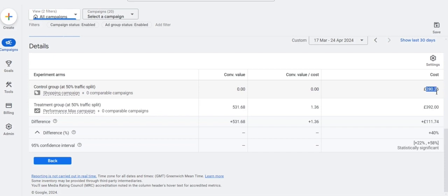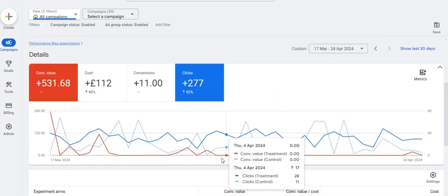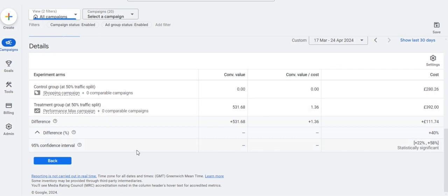So the cost is 280 for the standard shopping during this period. For Performance Max it is 392, and the difference in cost is 111. Now, what's the difference in revenue? We are trying to understand performance in terms of revenue, conversion rate, or ROAS, right? So the ROAS is obviously plus 1.36 because it's zero for standard shopping, and similarly in terms of revenue it's plus 531. So it's a clear winner, right? The Performance Max for this date range of the 17th of March to the 2nd of April. Obviously, it's going to continue like I was talking about in the last part. So the difference is 40% in cost.